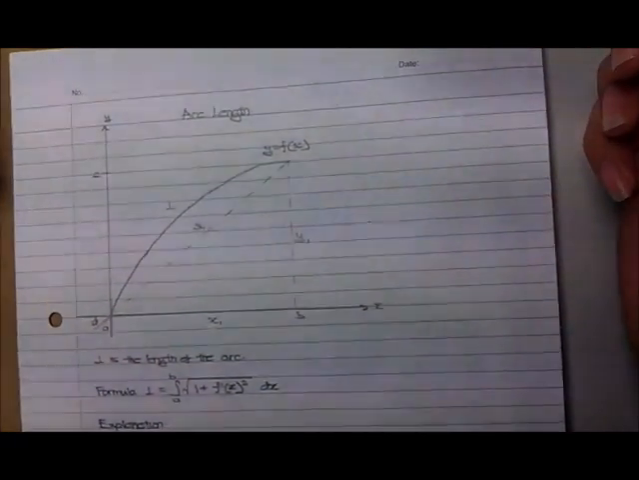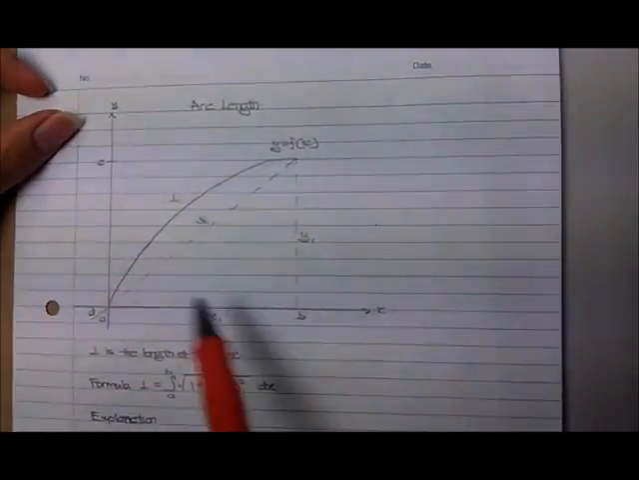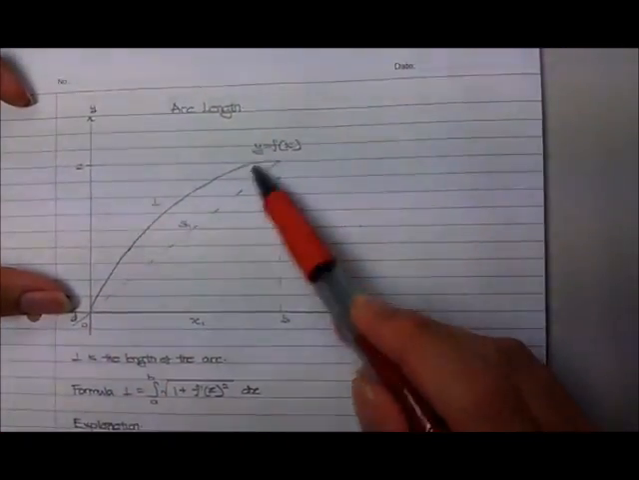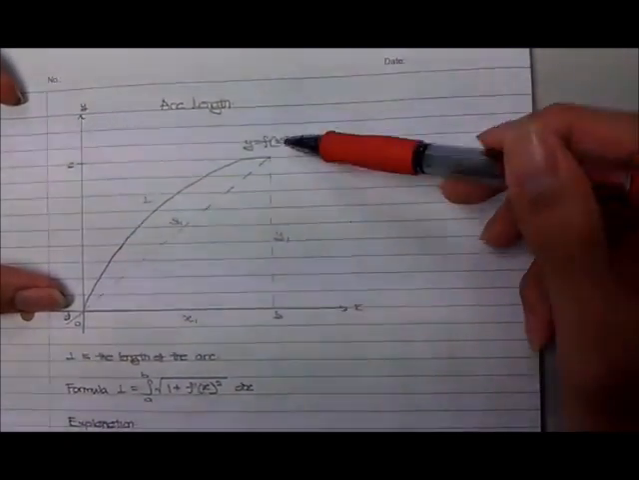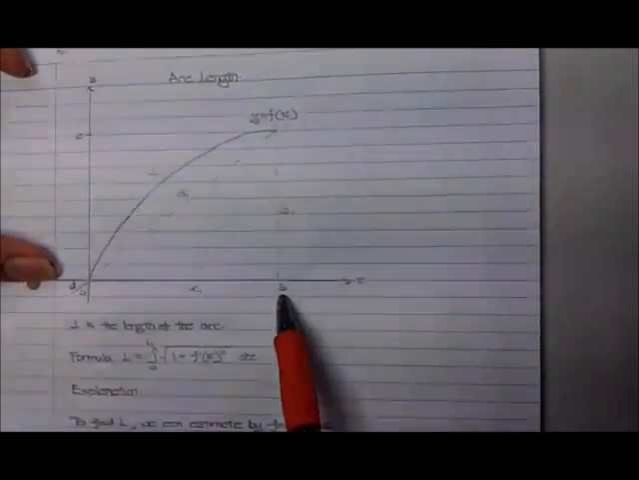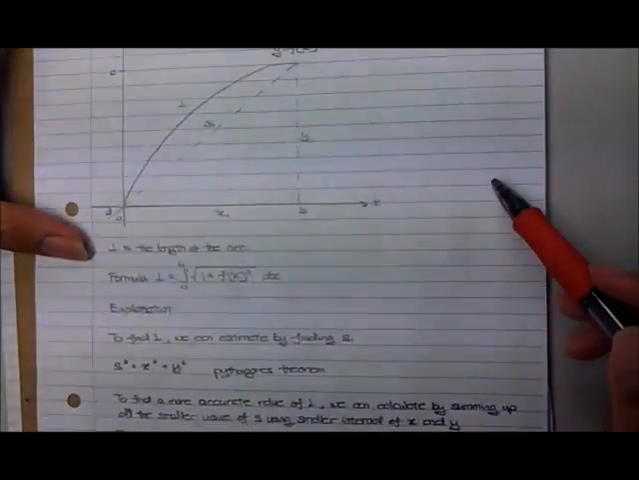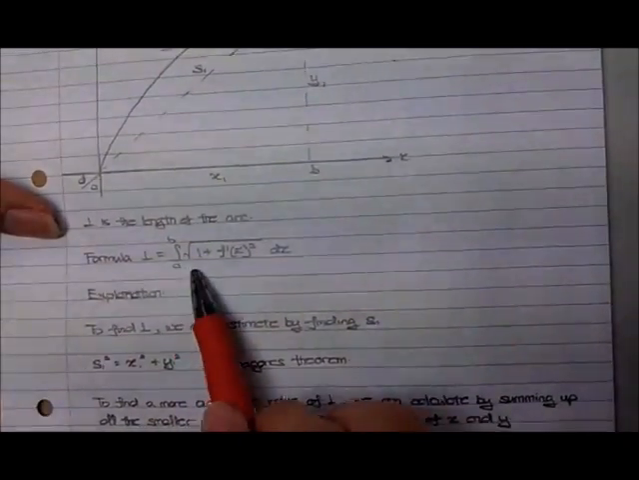Hi, this is our math assignment on arc length. This is the general graph, y equals f(x). This is the line, we call it L, with the y1 dotted line, the s1 dotted line, and x1 on the x-axis. The limit is from a to b on the x-axis, and d to c on the y-axis. So the general formula to find the arc length is this.